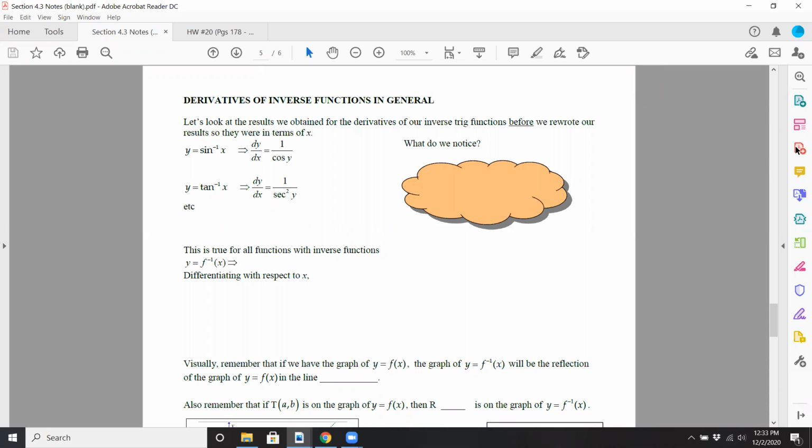Hey there, welcome to a video discussing pages 5 and 6 of the section 4.3 notes. Here we're going to talk about derivatives of inverse functions in general.